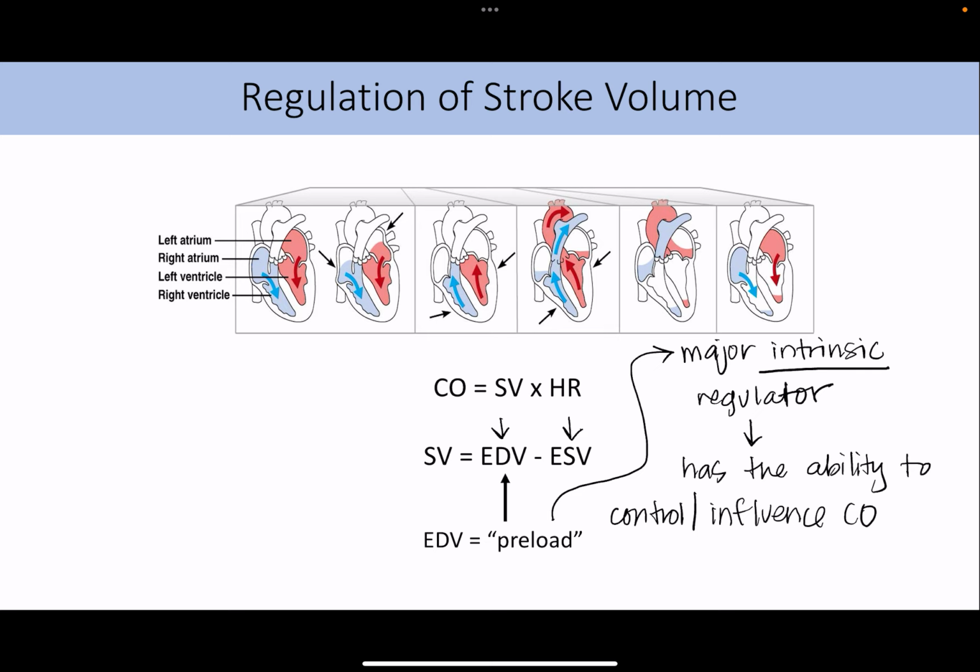So if something is an intrinsic regulator, or if you use the word intrinsic, it means that it has no external control. So there's nothing on the outside telling the heart how to work. Not in this instance. Unless we're in our fight or flight mode, then we have some outside influence to tell our heart to speed up.